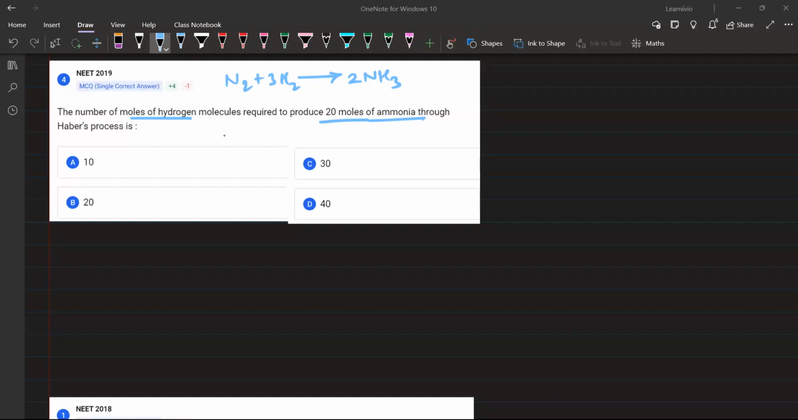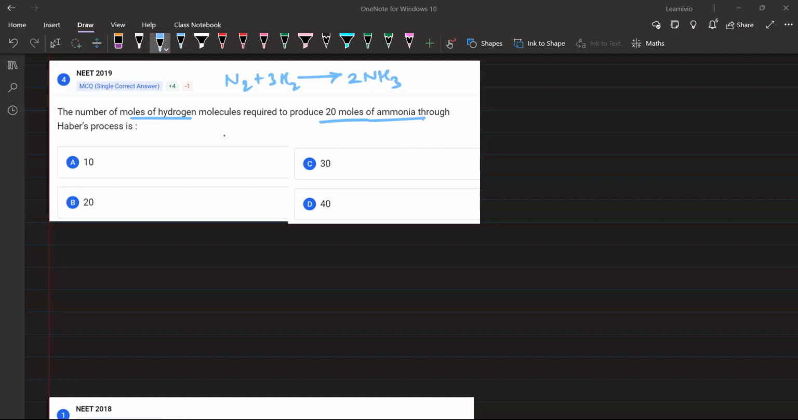No, Iram, I don't think that is right. Number of moles of hydrogen molecule required to produce 20 moles of ammonia through Haber's process. फिर से कीजिए. Maybe you're. अच्छा, sorry. नहीं, correct है. My bad. हमने वो गलत देख लिया था. My bad. Correct है. This does not even require any calculation, so I will give you 1 minute.